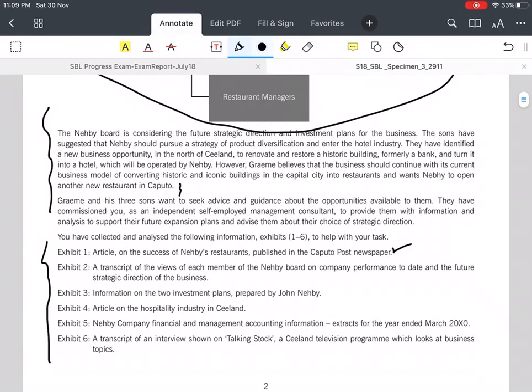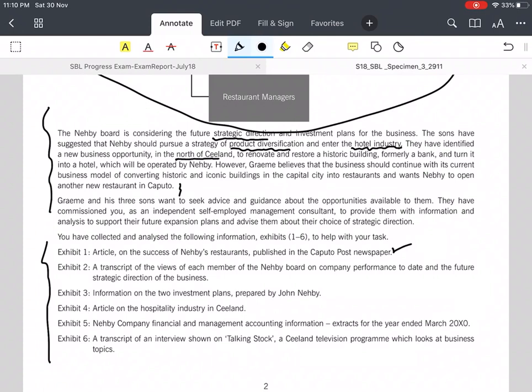Now, what's the problem which we are looking at? The Nearby board is considering future strategic direction and investment plans for the business. The sons have suggested that Nearby should pursue a strategy of product diversification and enter into the hotel industry, which they have never entered before. They have identified a new business opportunity in the north of Sealand.